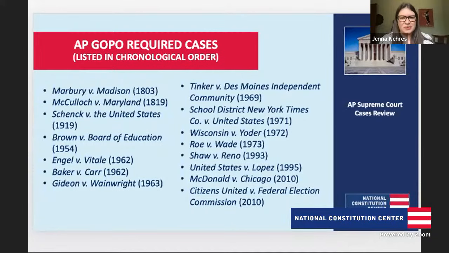We are reviewing for the AP Government and Politics exam, so getting everybody ready to take that test next month. Last week we did founding documents, and those recordings are on the website if you wanted to catch up on the founding documents. But today we are doing these landmark Supreme Court cases that are included on the exam.